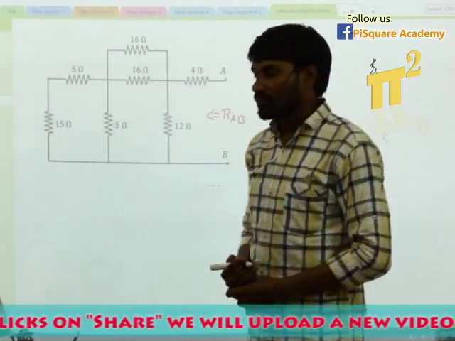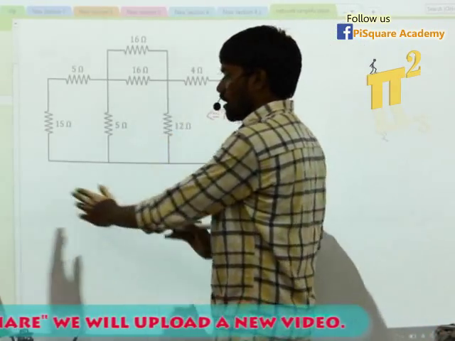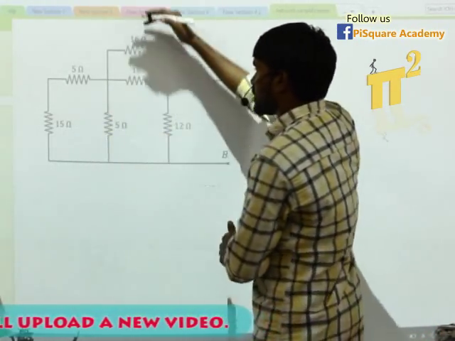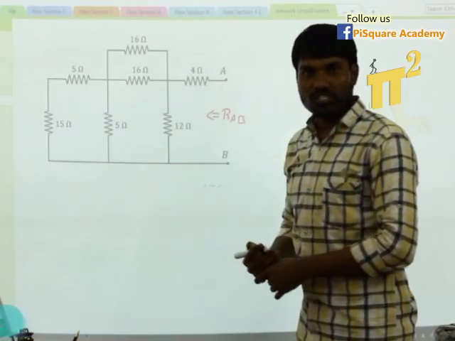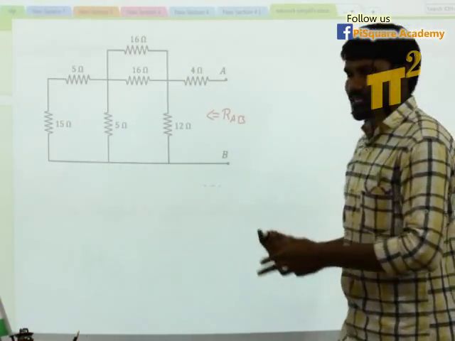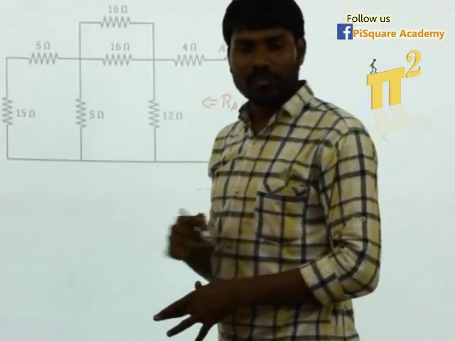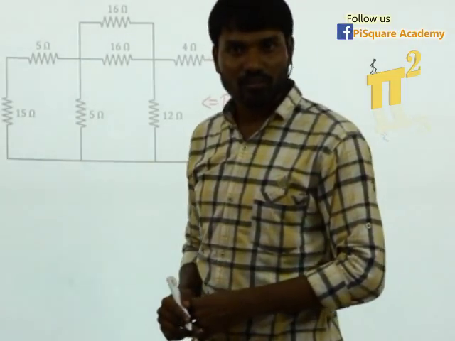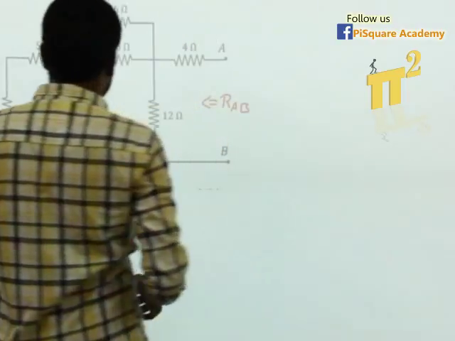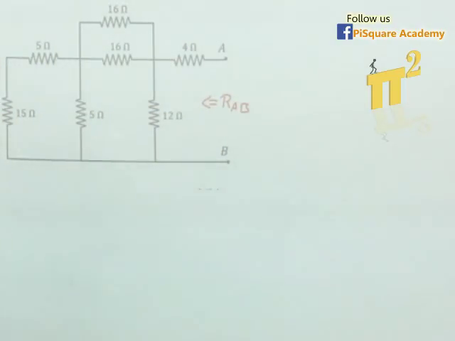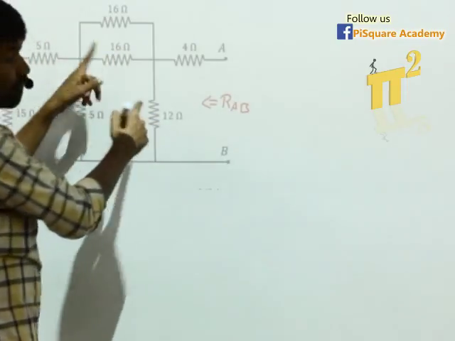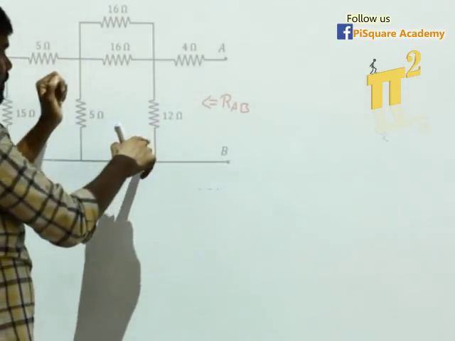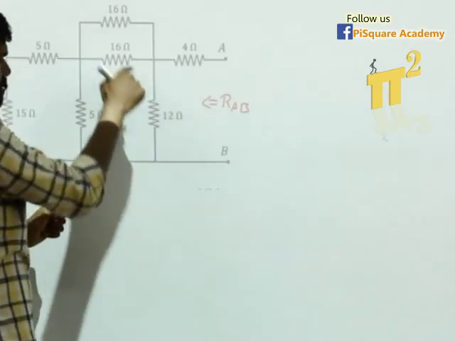Where to start? Should I start from this side, or from this side, or from the top? Should I start from the bottom? Where should we start? There is nothing like that. You can start at any point. You can start simplifying by ensuring whether the elements are in series or parallel. If you find these two are in parallel, simplify those two.